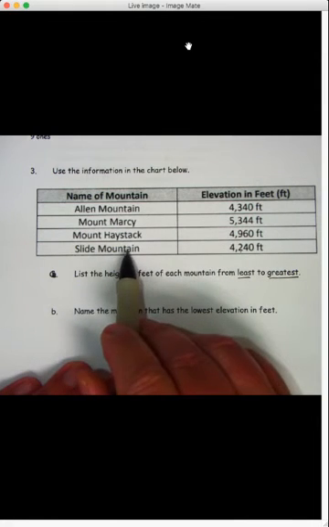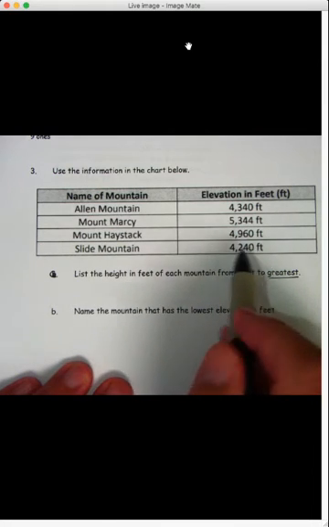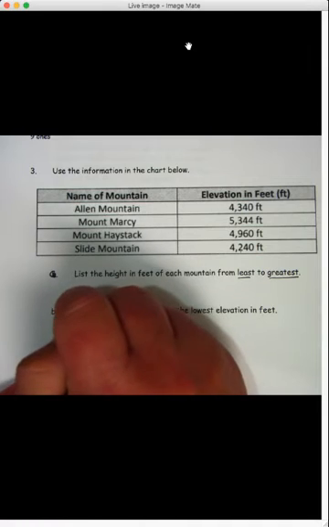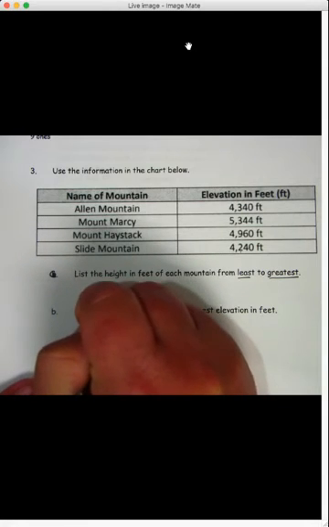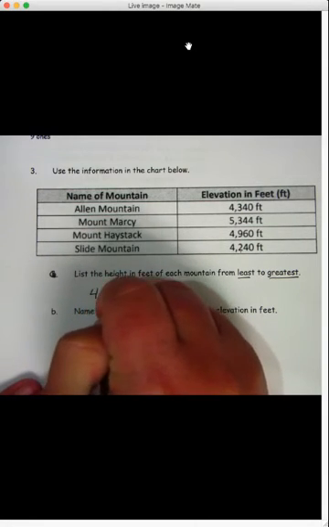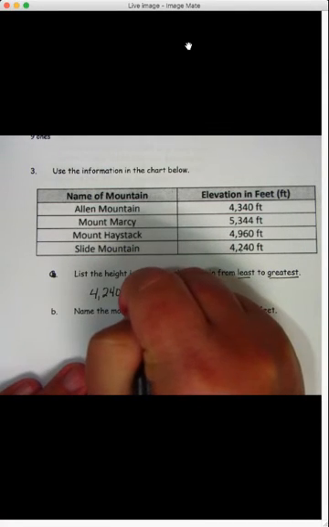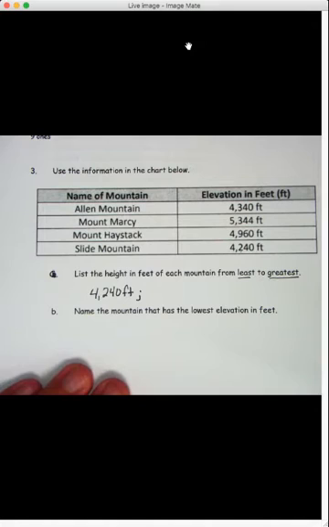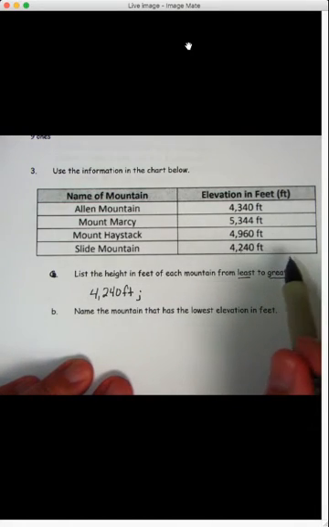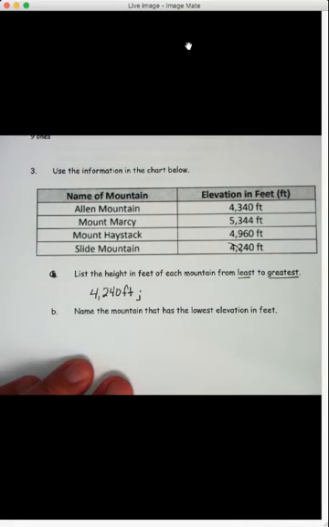So we're going to list the height in feet. We're not putting the name of the mountain, we're putting the height. So the first one is 4,240 feet. And I think on your homework it says to separate them with a semicolon and a space. It looks like a J. Okay. The next one, so we got this one. I'm going to mark it off because we did it.